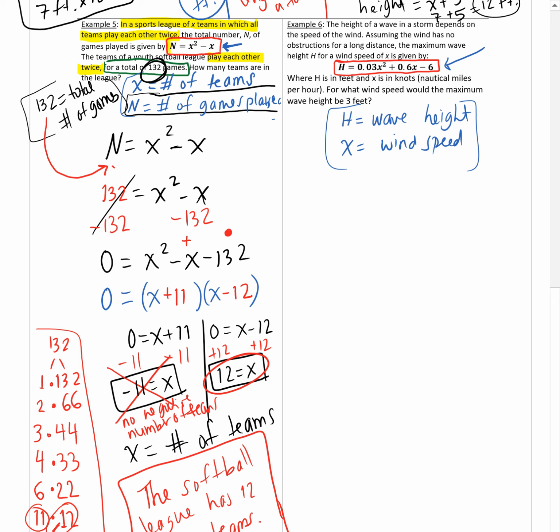Okay, and keep in mind too that they're saying the units. h is in feet, so wave height in feet. I'll remind myself of that. And x is in knots, which are nautical miles per hour. It's good to know the units, because if they want the answer, they probably want the units in the answer as well. Alright, what are they asking here? For what wind speed would the maximum wave height be 3 feet?